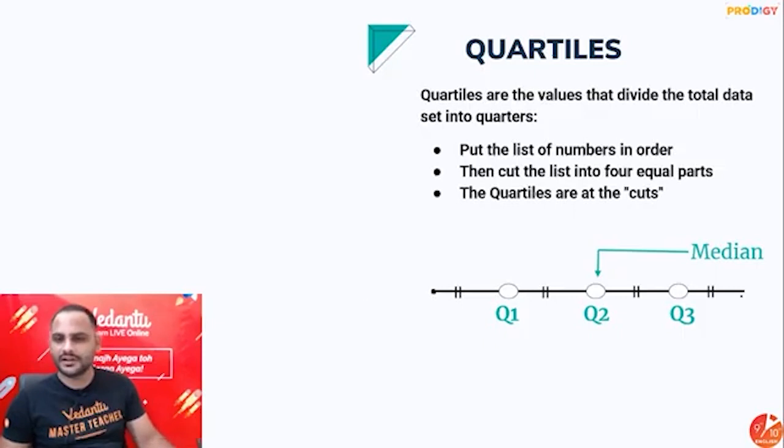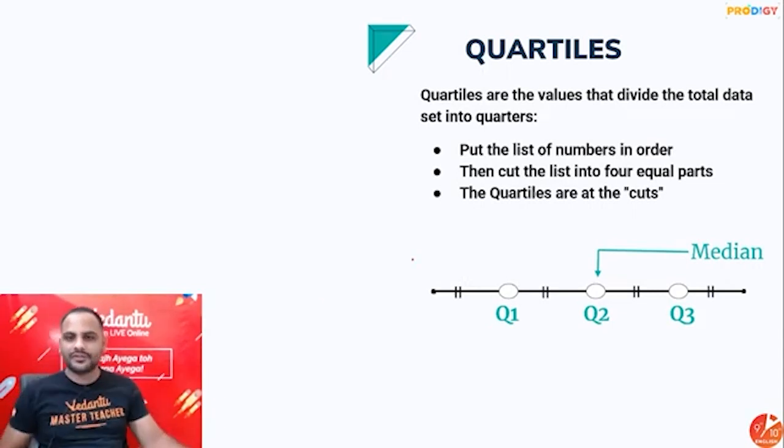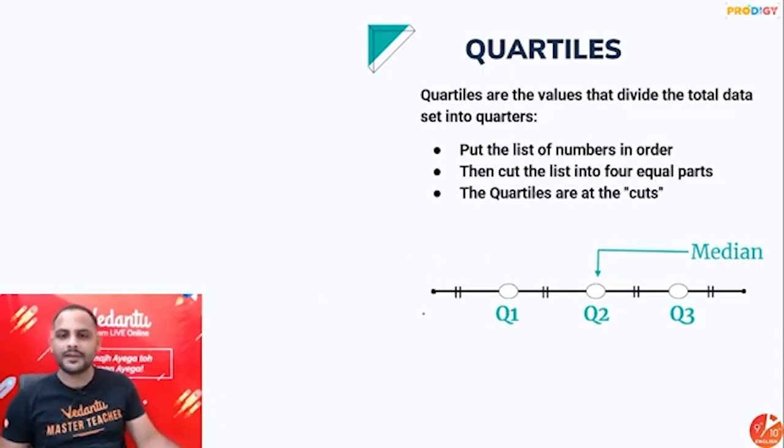I gave you a stick, and I told you, beta, this stick you need to divide in 4 equal parts. So to do that, how many points should I break it? Obviously this is 3 points. If a stick has to be divided in 4 equal parts, you will require 3 points: 1/4, then half in between, and then 3/4 way.